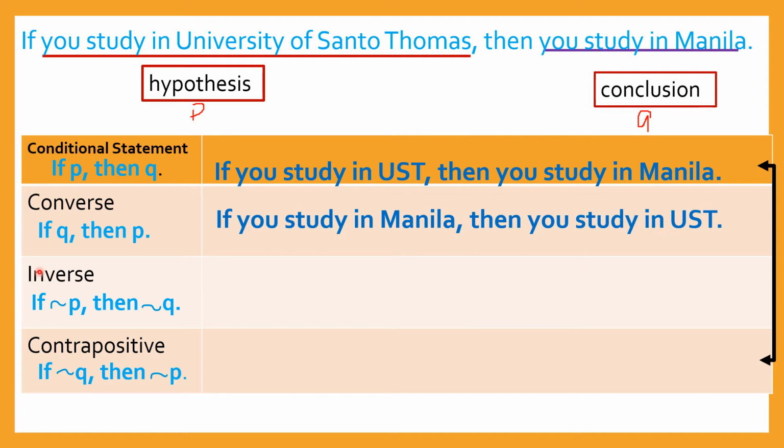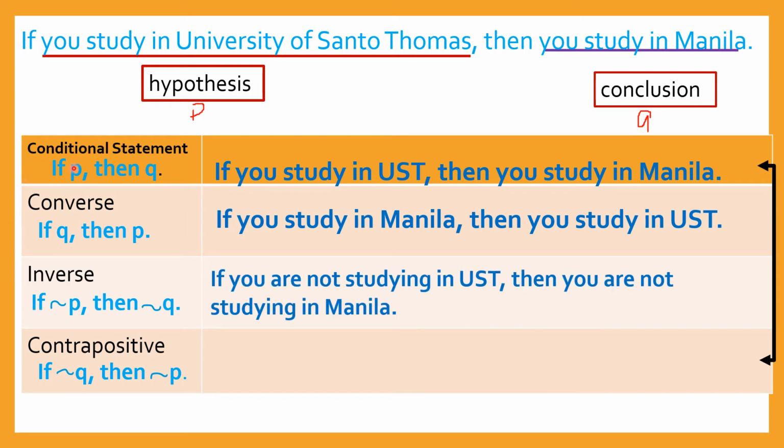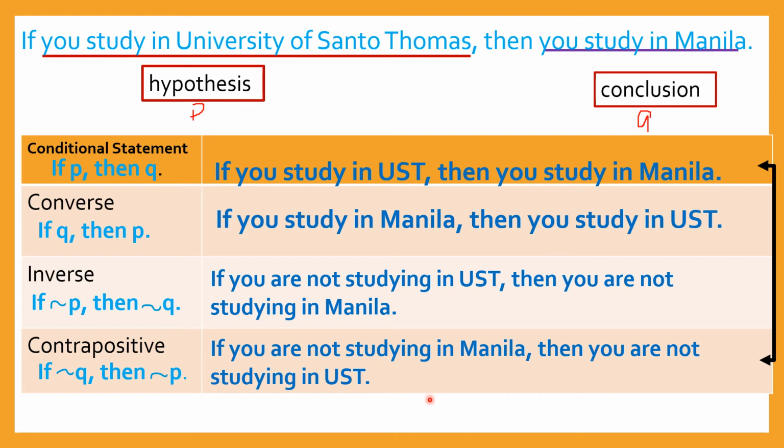Next, what about the inverse? If not P, then not Q, which means the inverse is simply the negation of the conditional statement. So that is, if you're not studying in UST, then you are not studying in Manila. And then the contrapositive is the negation of the converse. If not Q, then not P. That is now, if you are not studying in Manila, then you are not studying in UST.